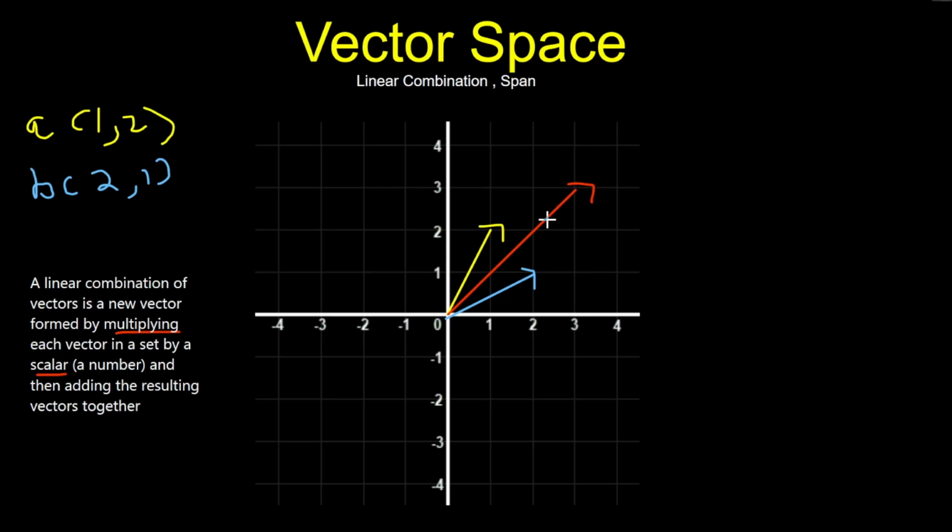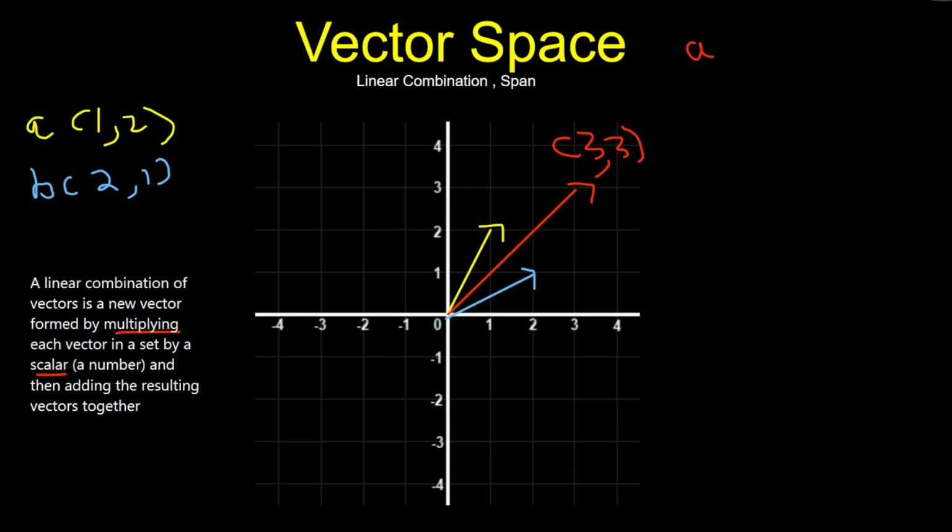So we need to get this new vector using linear combination. So we are trying to get a new vector 3, 3 using this linear combination. What does linear combination state? It states that a vector can be formed by multiplying each vector by an arbitrary scalar, and then combining them together to give a new vector.